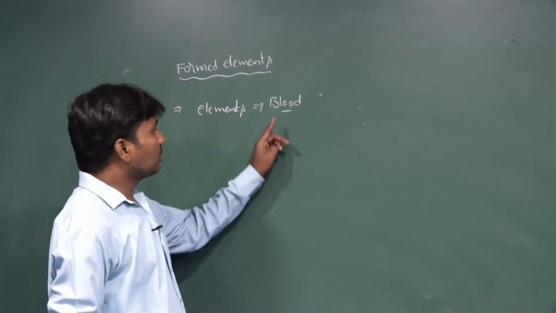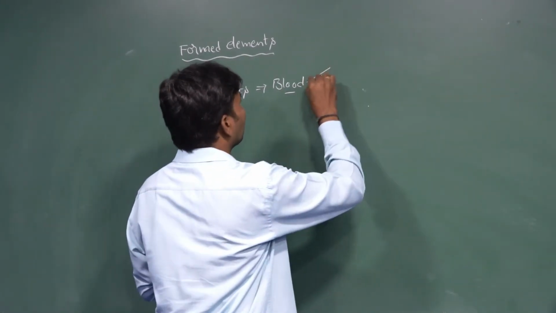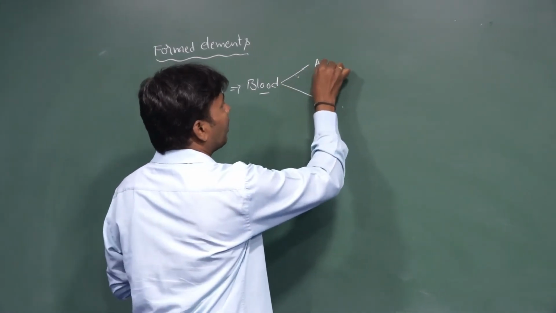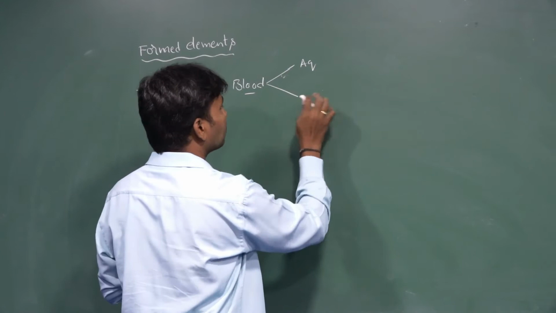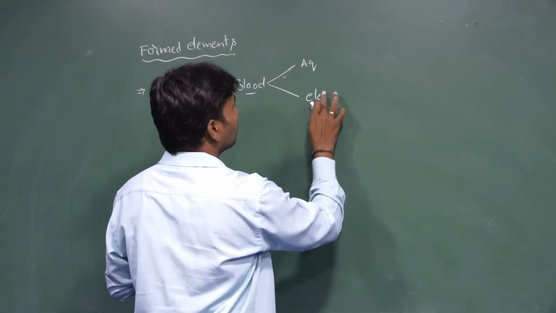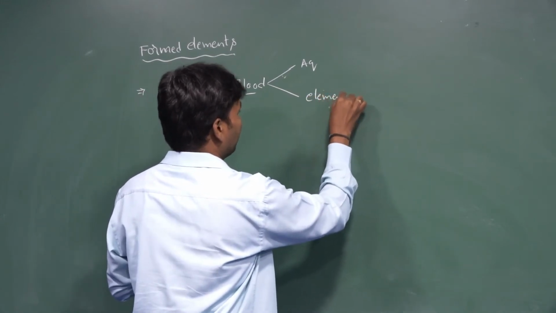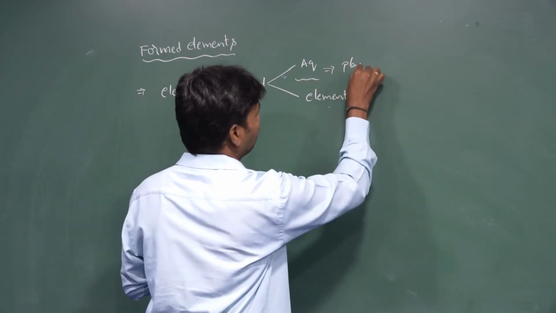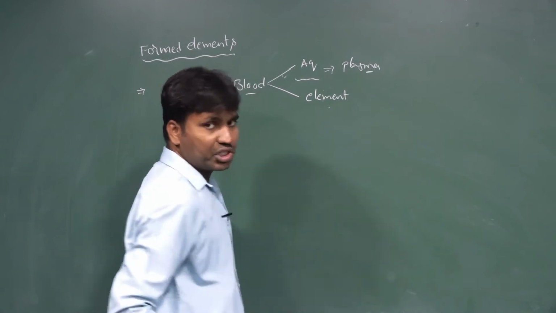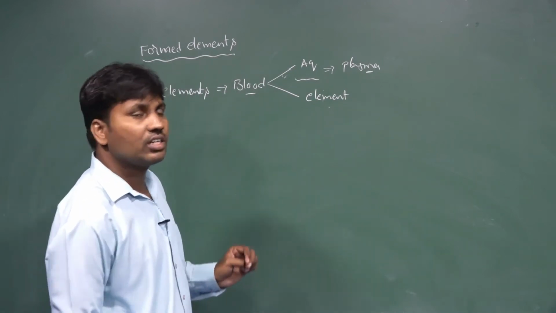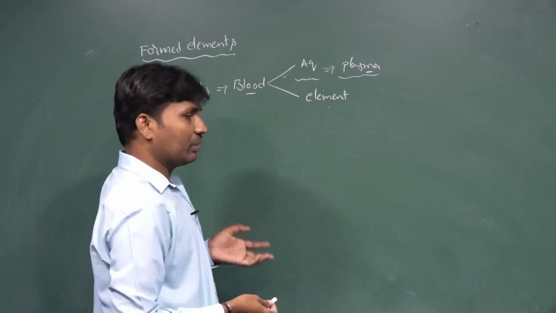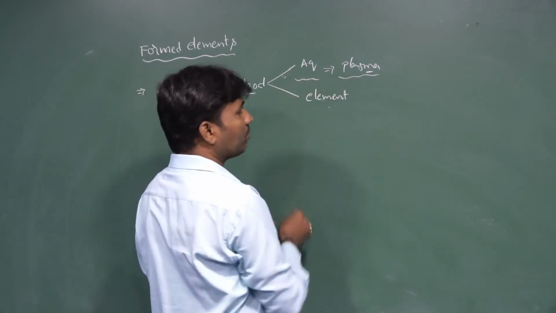We know that the blood is composed of an aqueous portion and an elemental portion. The aqueous portion is nothing but the plasma and its composition. That means minerals, vitamins, proteins, water, pigments, etc. They come under the plasma.